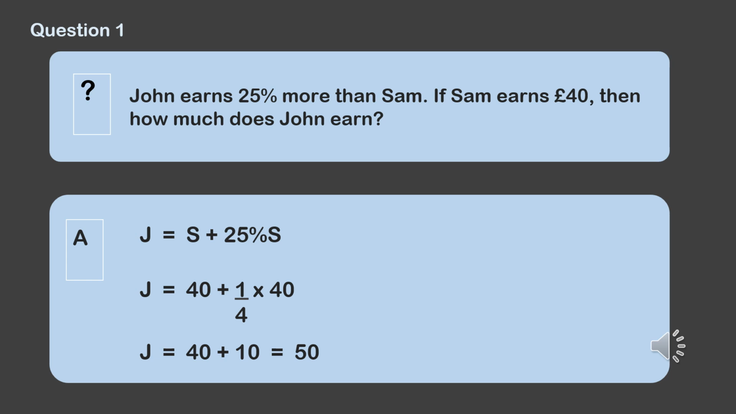If we replace the value of S by 40, this means J equals 40 plus, we replace 25% by a quarter. So 40 plus a quarter times 40. To do this quickly, 40 times 1 equals 40. 40 divided by 4 equals 10. This means J equals 40 plus 10, which also means that John earns £50.